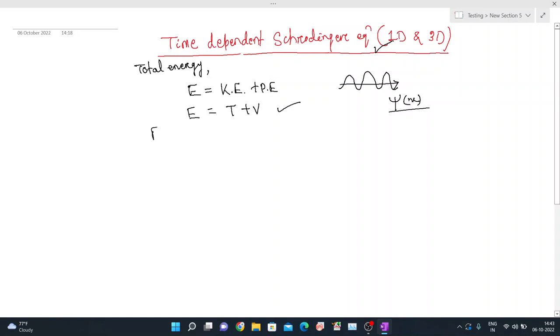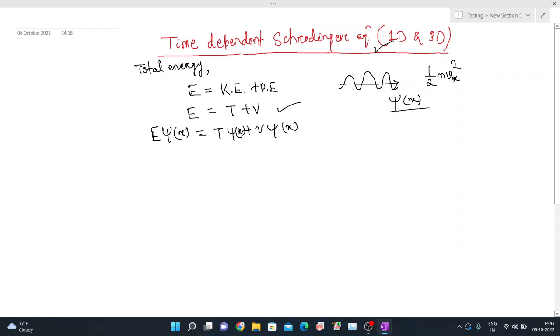So this will become E psi(x) is equal to T psi plus V psi, which is also a function of x. Then what is the kinetic energy of the particle? If it is moving in x direction, the kinetic energy is half m vx square.